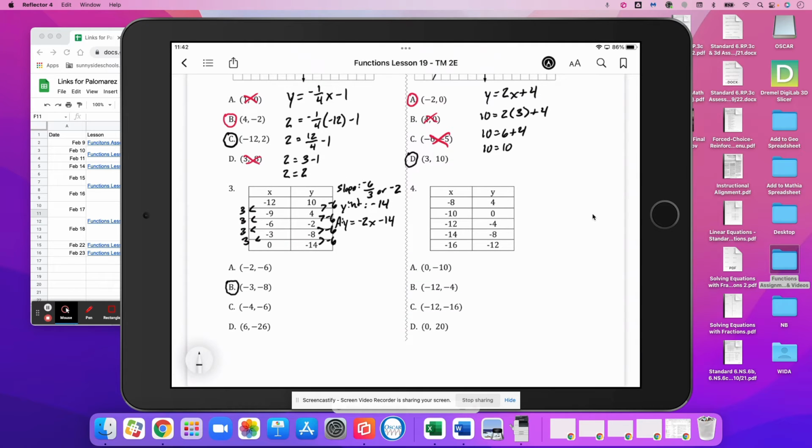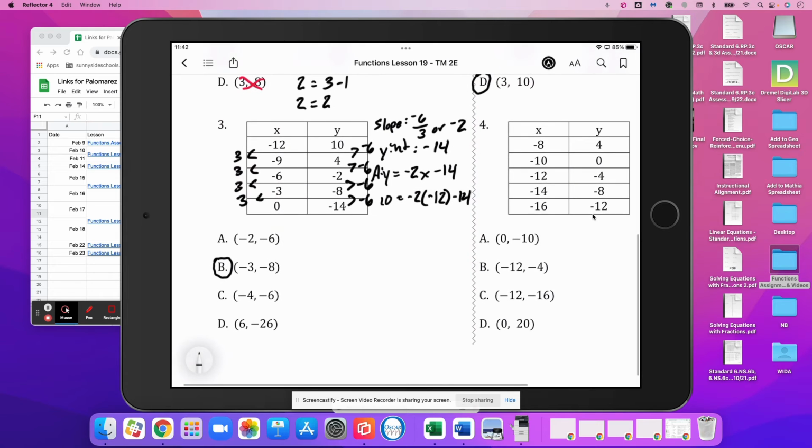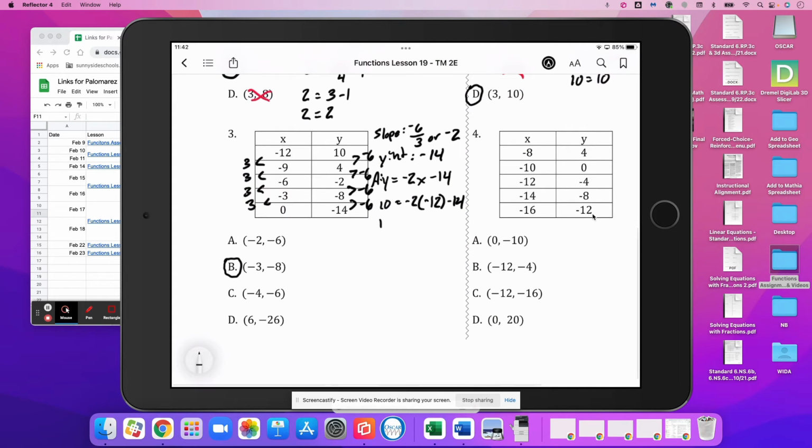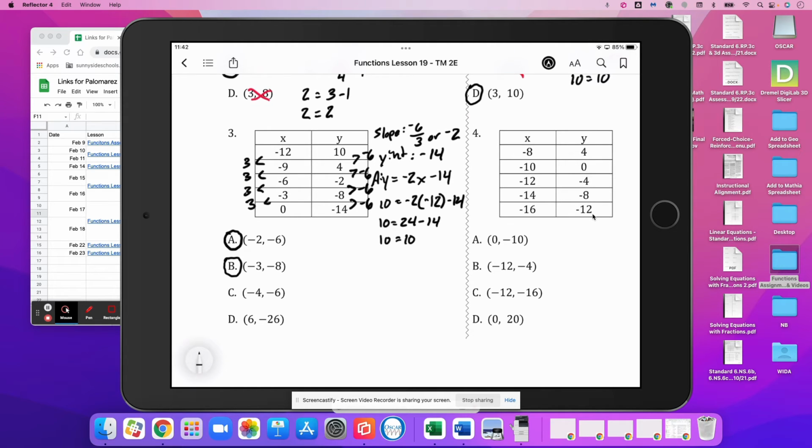So let's test A. Our y value is 10. Negative 2 times negative 12 minus 14 is what we've got to try. And so 10 is equal to 24 minus 14. And yes, 10 equals 10. So A satisfies this function. We already know B does because we see it in the table.